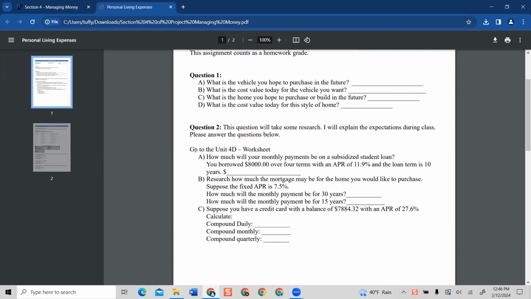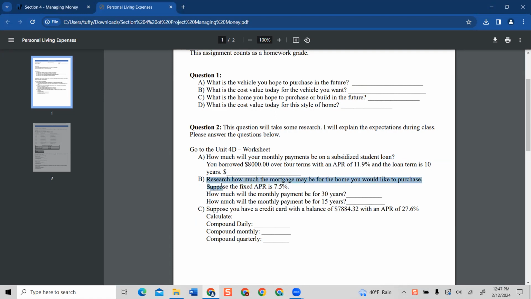On question 2, we're going to go to unit 4D, and there you're going to find out how to calculate this next part. How much will your monthly payments be on a subsidized student loan? If you borrow $8,000 over the next 4 terms and you have an APR of 11.9%, and remember that percentage could be different per person, and it could be different in the next 5 years. And then of course you have a term of a 10-year payment. Calculate that. How much will that be? Be sure your math is on another sheet of paper, and make sure you label it correctly because you're going to add that math work with your project exam.